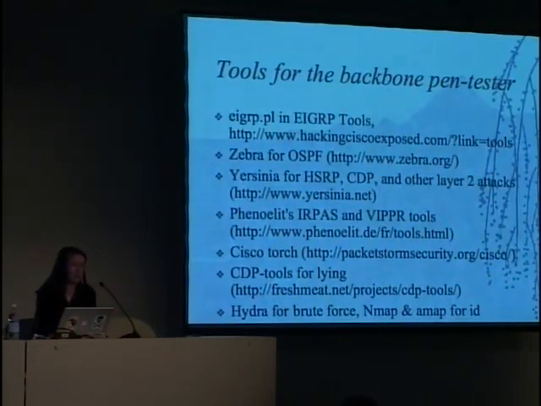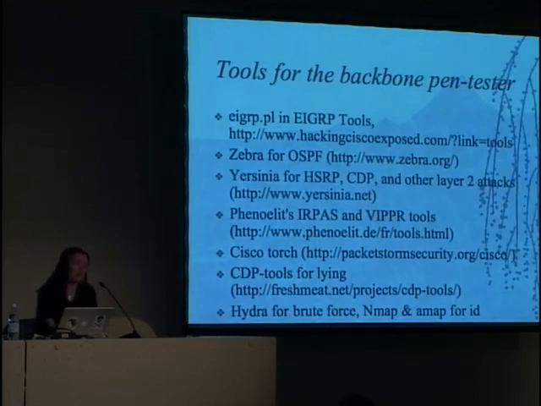There's Zebra Suite, which will allow you to speak OSPF. There's a tool called Yersinia, which will allow you to attack a lot of the layer 2 things, the hot standby router protocols, Cisco Discovery Protocol that we talked about. Phenoelit has written some pretty decent tools, and Cisco Torch, which was the brute forcer and vulnerability checker, sort of in quotes. It checks for like 4 vulnerabilities, but it's a very young tool and is being developed. So I'm sure as they find more vulnerabilities, they'll add them in.